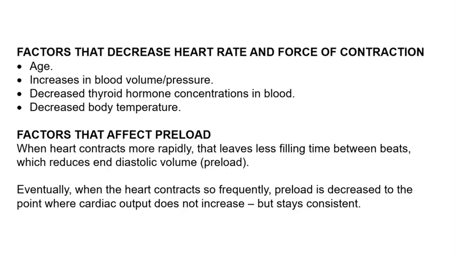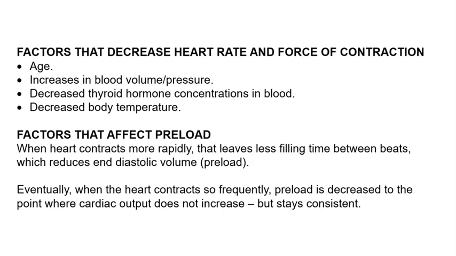Next, we'll examine some factors that decrease heart rate and force of contraction, the first of which is age. Heart rate naturally declines with increasing age. We also see that heart rate decreases with increases in blood volume and blood pressure. When thyroid hormone concentrations in the blood decrease, that will also work to decrease heart rate and force of contraction, and also lower body temperatures will decrease heart rate.